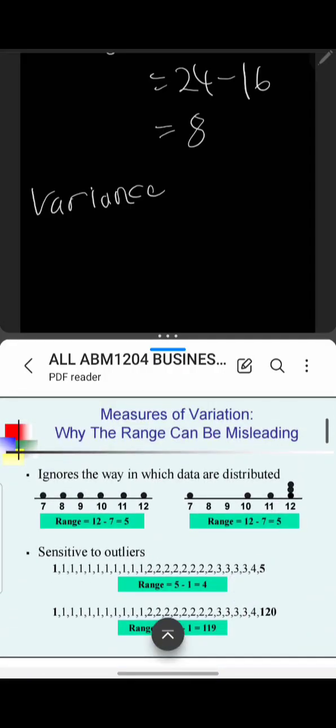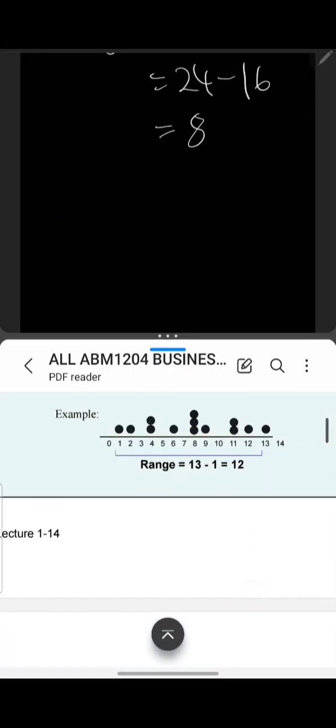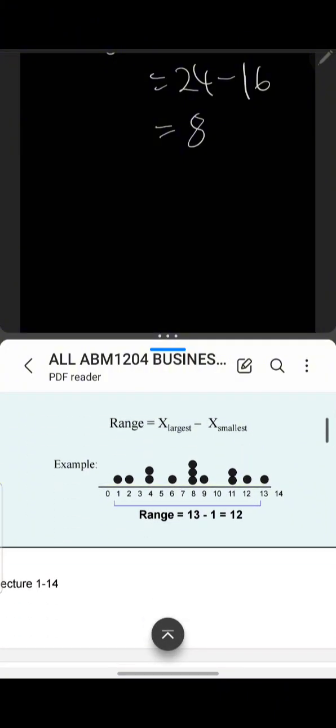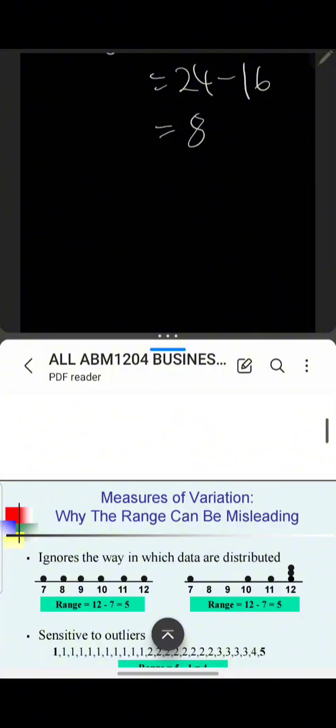Okay, before we move on, just more on range. We see that range is the simplest measure of variation, the difference between the largest and smallest. And they are showing us here an example: 13 minus 1, you get 12 is the range. But the range can also be misleading sometimes.